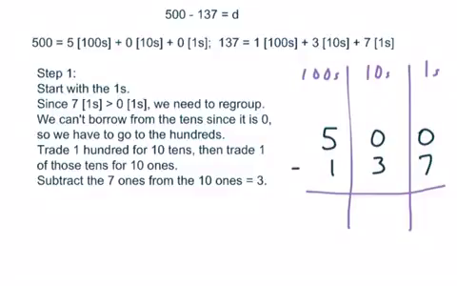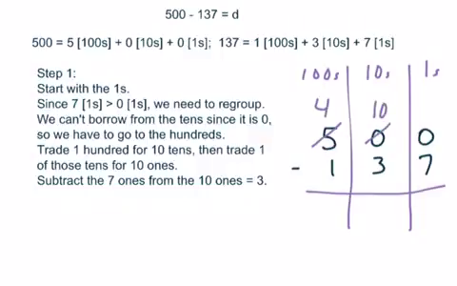Nothing. If I go next door to the tens, there's nothing for me to borrow. So I again am going to have to go to the hundreds. I'm going to trade one of these hundreds, leaving me with 4. That gives me 10 tens.